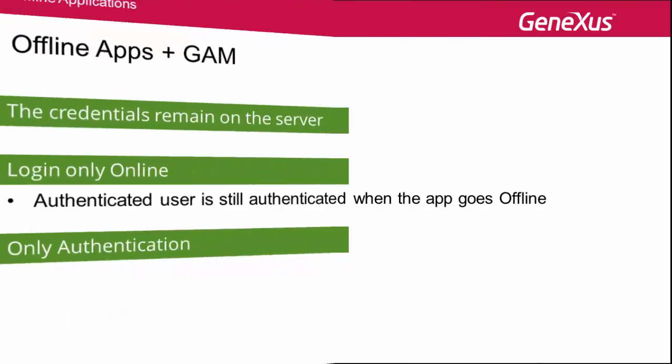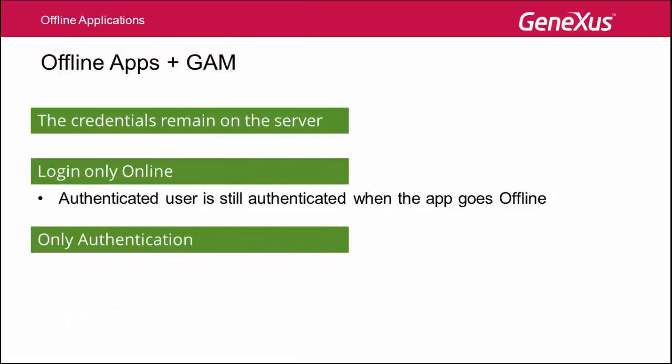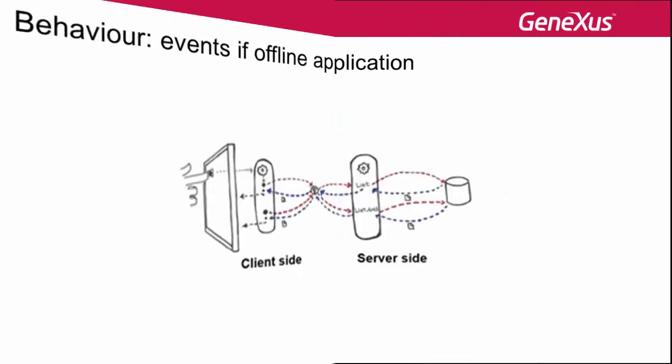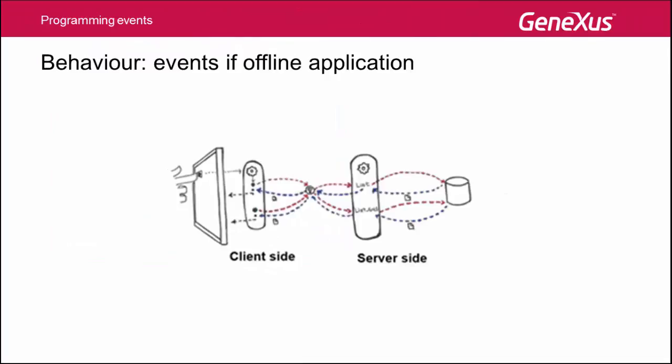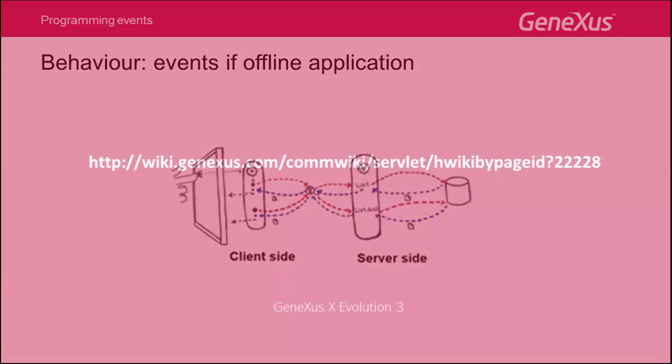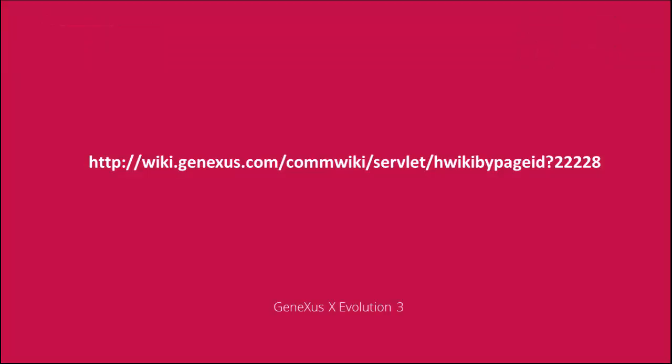If there's an offline application that uses GAM, we need to take into account that credentials will always be saved on the server. Therefore, the login operation can only be made online. Once logged in, users can work offline. The programming of events in an offline application has certain characteristics which are different from online applications. We will see the events of an offline application in another video. For more information about offline applications, visit the link on screen.